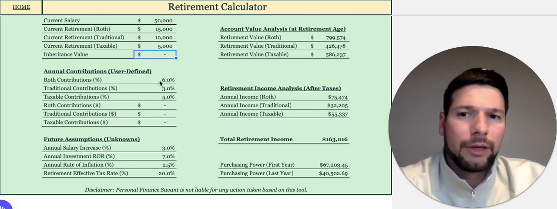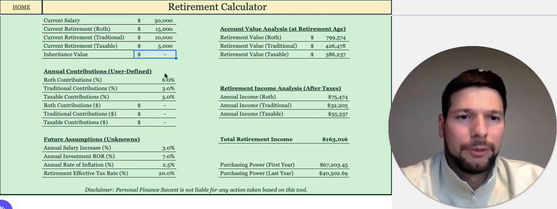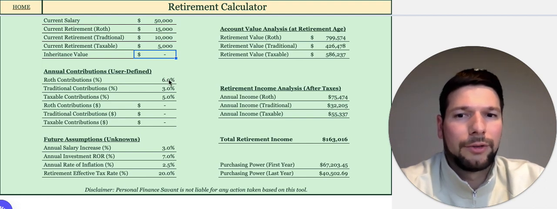And then we look at the annual contributions, and these are defined by you. This is your plan. What are you planning to do for the rest of your career? Are you planning to put in 6% to your Roth contributions, 3% to your traditional? Do you plan to contribute to your taxable account as well?